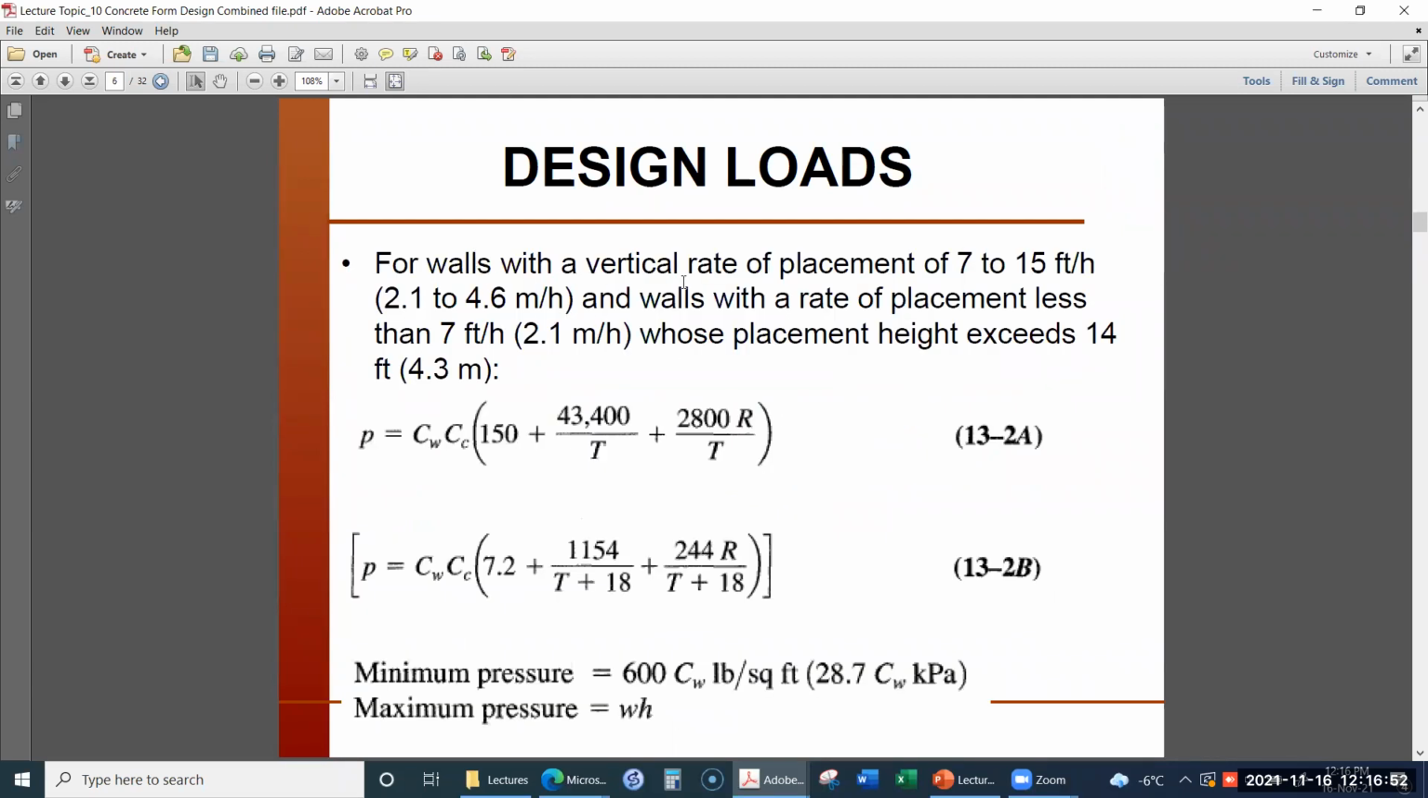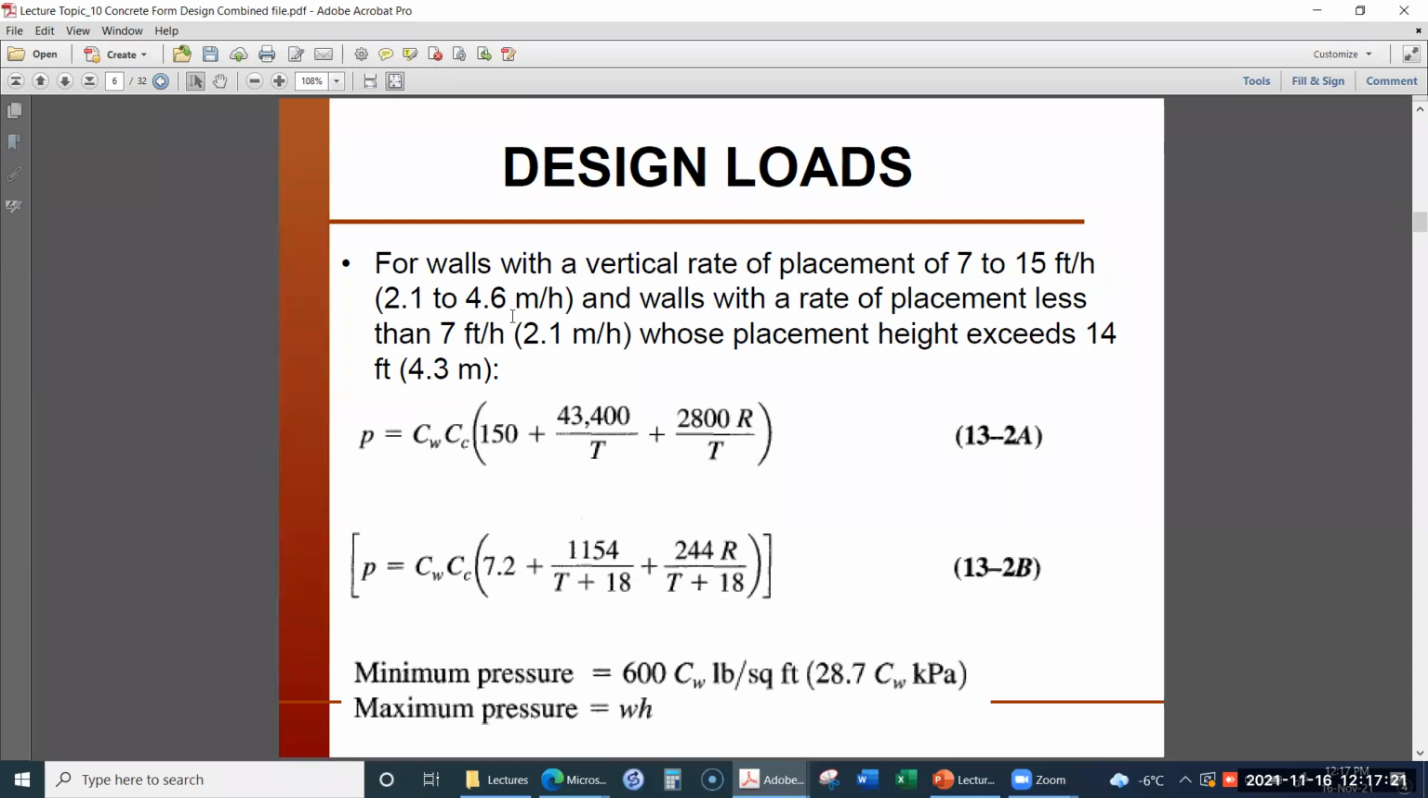For walls with the vertical rate of placement between 2.1 to 4.6 meter per hour, and walls with the rate of placement less than 2.1 meter per hour whose placement height exceeds 4.3 meter. For these two conditions, that means if the placement rate is higher than 2.1 meter per hour, then we can use this equation.